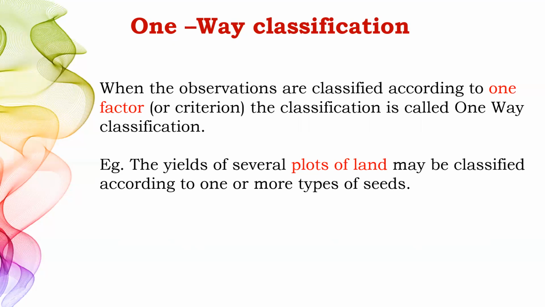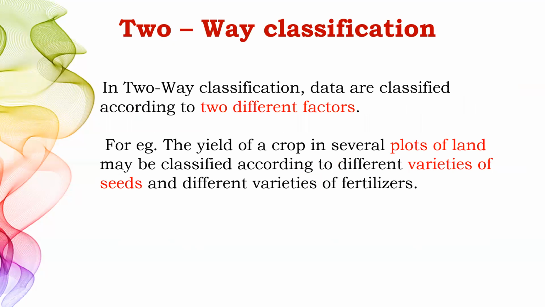Next we'll see what is two-way classification. In two-way classification, data are classified according to two different factors. So for example, the yield of a crop in several plots of land may be classified according to different varieties of seed and different varieties of fertilizer. So here in this example, we are taking two factors. So thus this is the example of two-way classification.